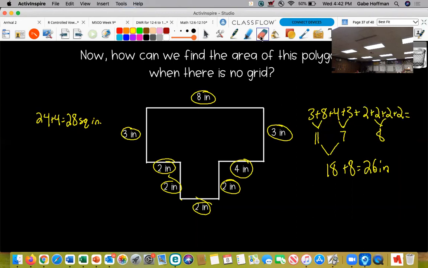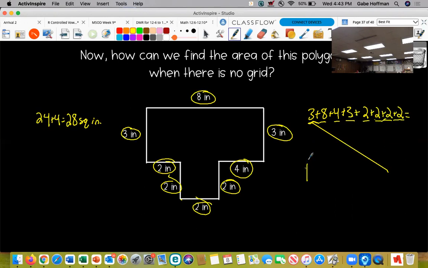I could also start up at that top and I could literally just add them together in my head. We've gotten good at mental math. So I could say 3 plus 8 is 11. 11 plus 4 is 15. Plus 3 more is 18, 20, 22, 24, 26. So my perimeter equals 26 inches.